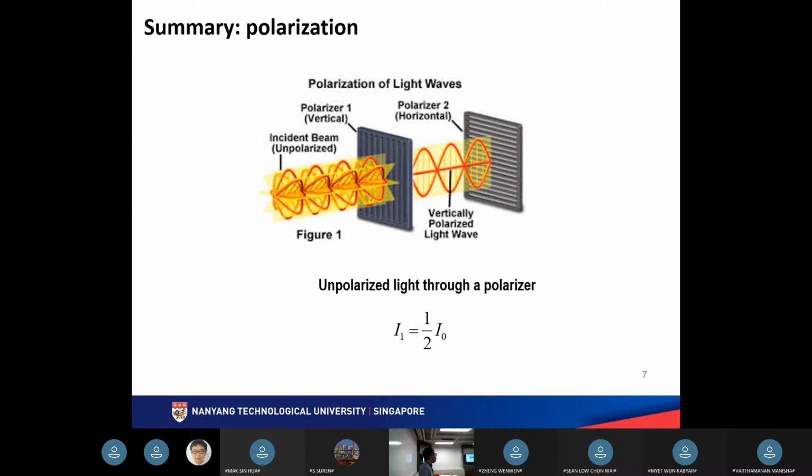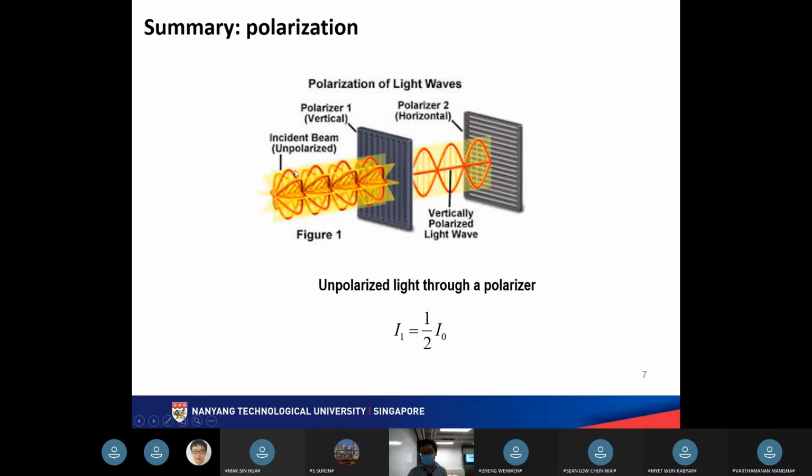There are two important things you have to understand. First, its electric field will become polarized, only oscillating along a single direction. Second, the intensity will decrease by 1/2, becoming 50%. This is one important thing here. This is what I get when I pass unpolarized light through a polarizer. Now, if you pass polarized light through a polarizer, something interesting will happen. Of course, light passing through a polarizer becomes polarized light, still linearly polarized.